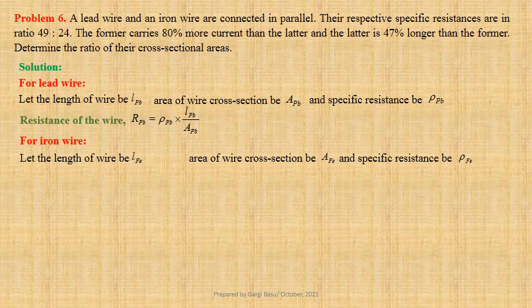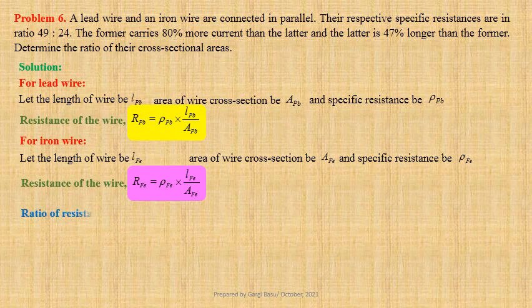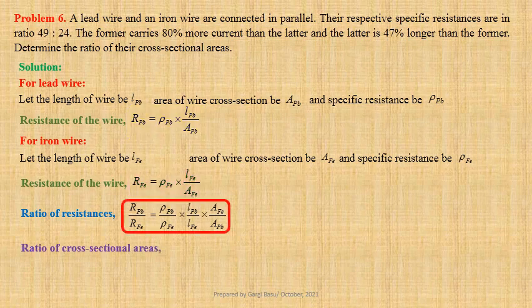Now the expression for resistance of the wire RFE equals rho FE into LFE by AFE. Therefore, the expression for the ratio of resistances RPB is to RFE equals rho PB by rho FE into LPB by LFE into AFE by APB. From this expression, we get the ratio of cross-sectional areas APB is to AFE equals rho PB by rho FE into LPB by LFE into RFE by RPB.